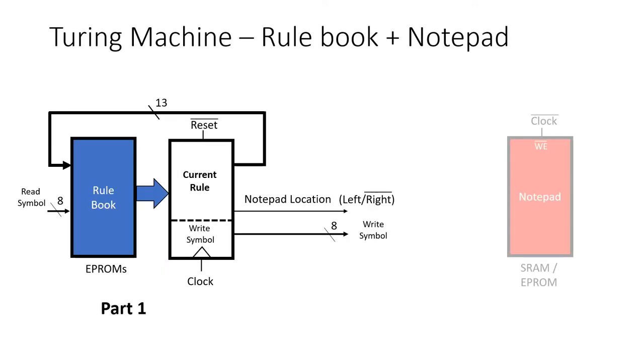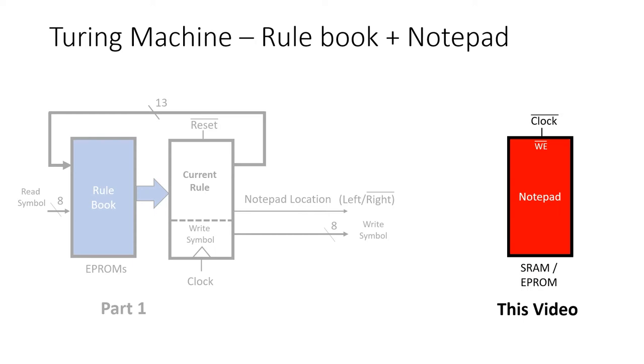This is where we got up to last video, and you might notice a slight change. I've put the bar over the word right rather than left. This more accurately reflects what I do in hardware. So we have the rules themselves, which are stored in an EEPROM, and then some D-type flip-flops which keep track of the current rule. They also store the right symbol and the left-right signal.